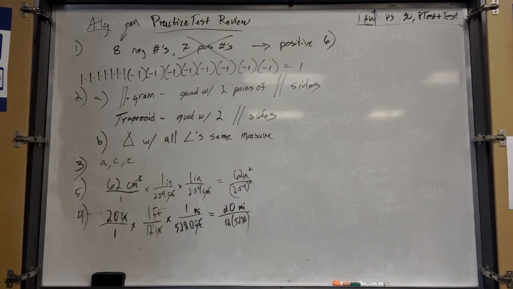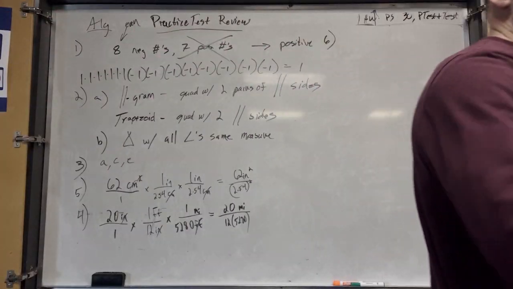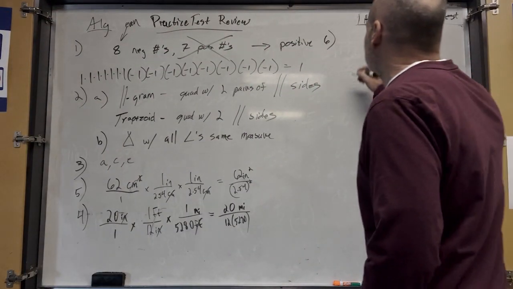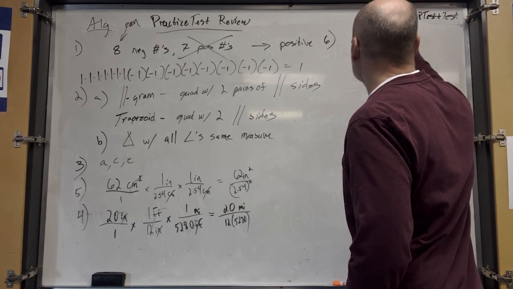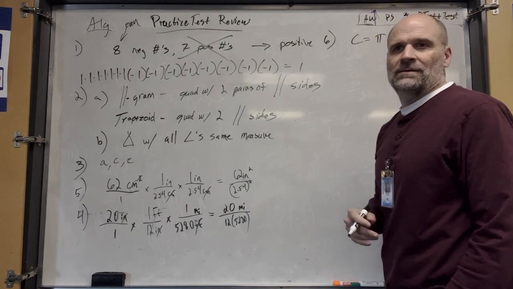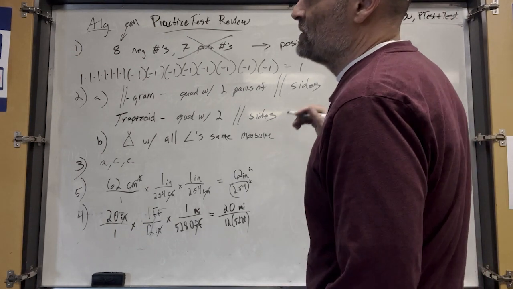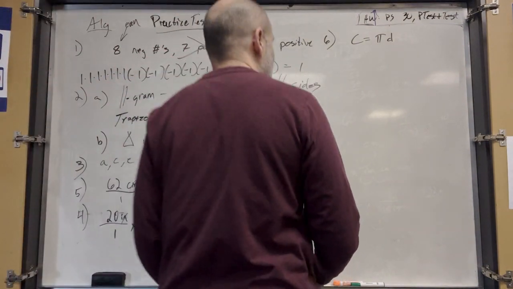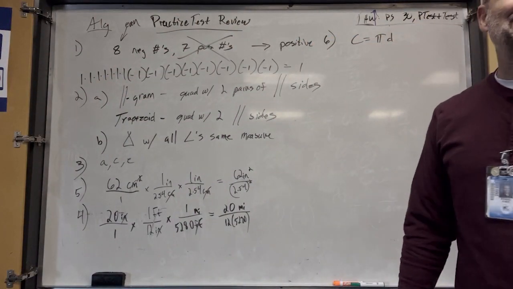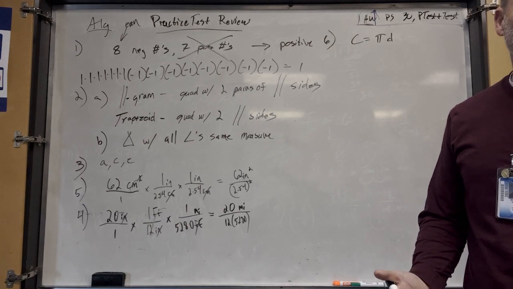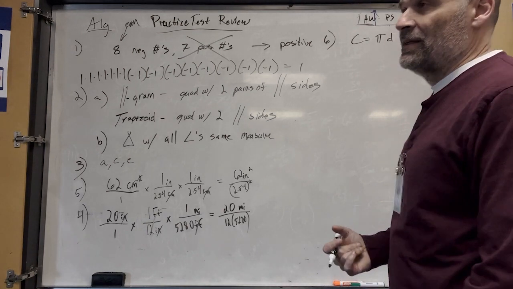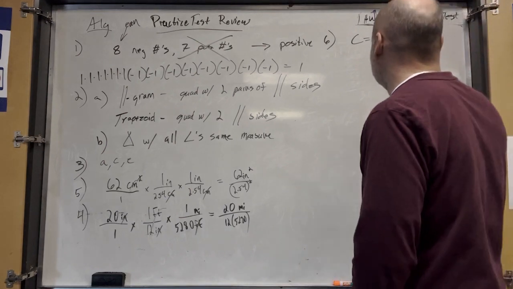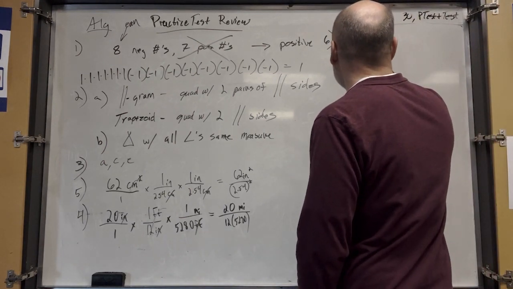Okay, number six. They give you the circumference and they want you to find the diameter. How many diameters are in a circumference? Pi. Right? So if your circumference is 8 pi, then what's your diameter? 8 divided by pi. I think it would just be 8. Yeah, 8.